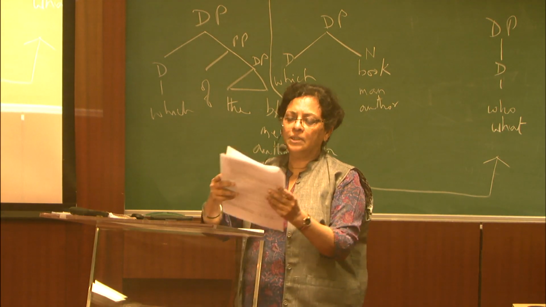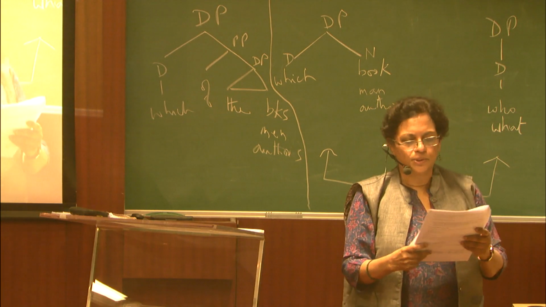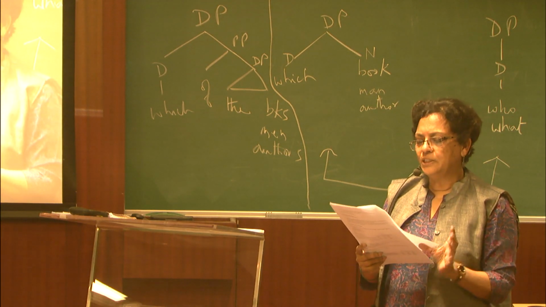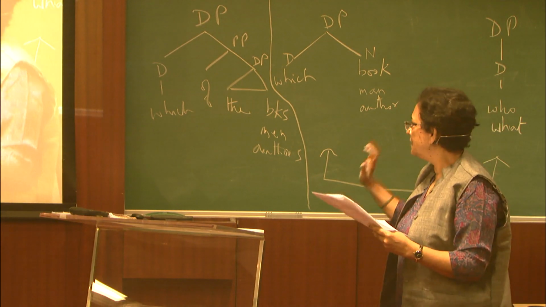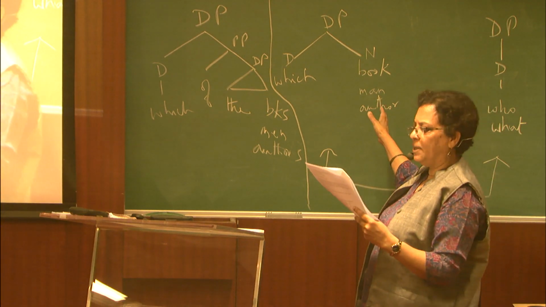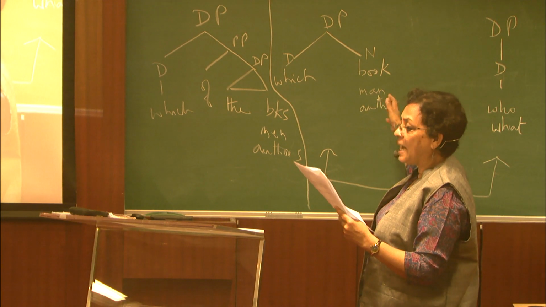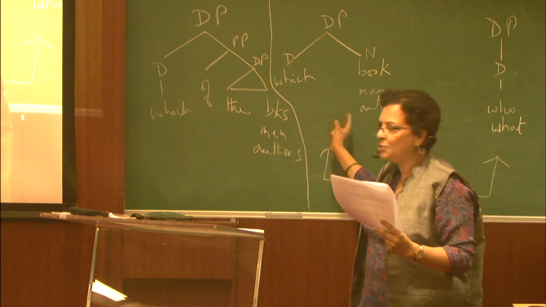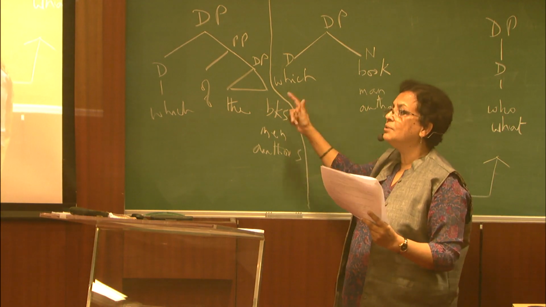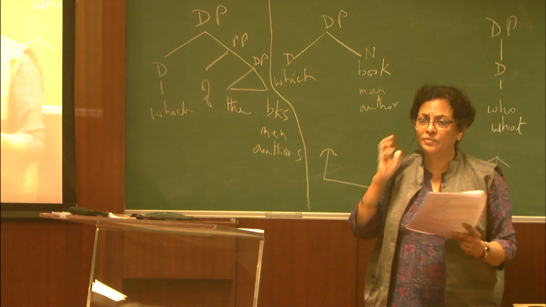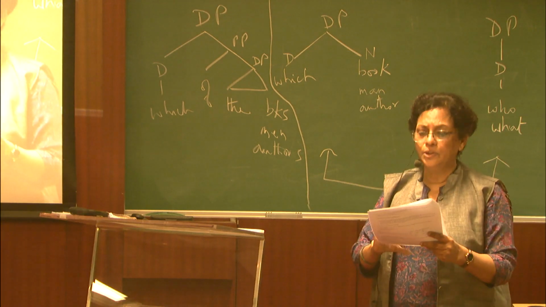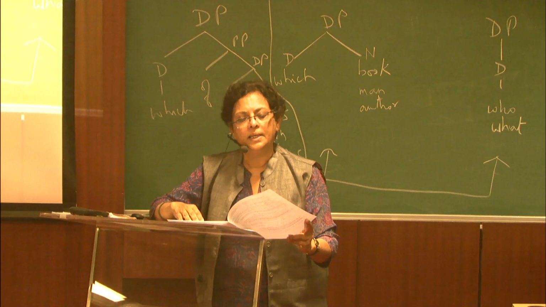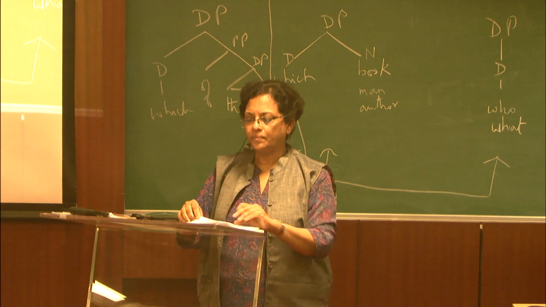Okay, so the connection between morphosyntax and discourse is not captured by attributing to which a presupposition that it ranges over contextually salient sets, and taking what and who as neutral, because you haven't made any distinction between the presuppositions of these two sets. Good? Okay.